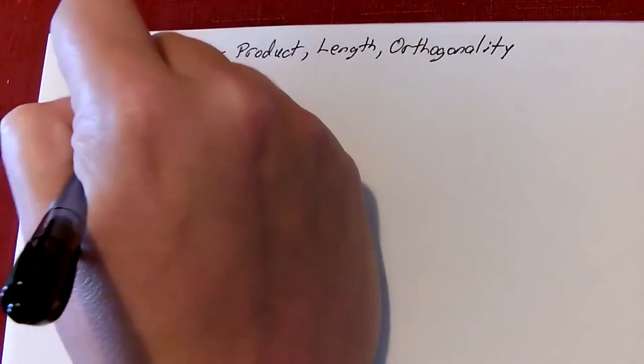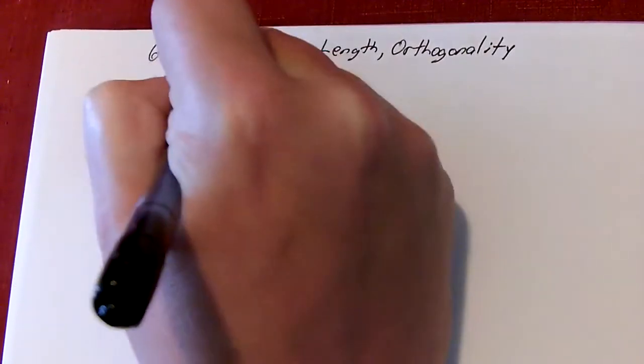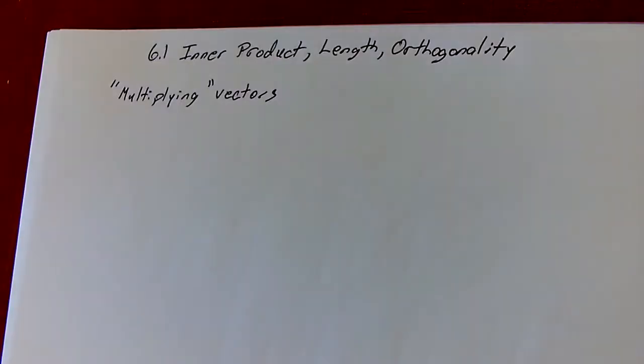Okay, so let's get underway here. So we're talking about in 6.1 here, we're talking about inner products, length, and orthogonality. Okay, so an inner product comes about when we start talking about multiplying vectors. Okay, and I'm putting it in quotation marks because it's not multiplication in the traditional sense, but there are some overlaps, and it comes about because we know how to add vectors.